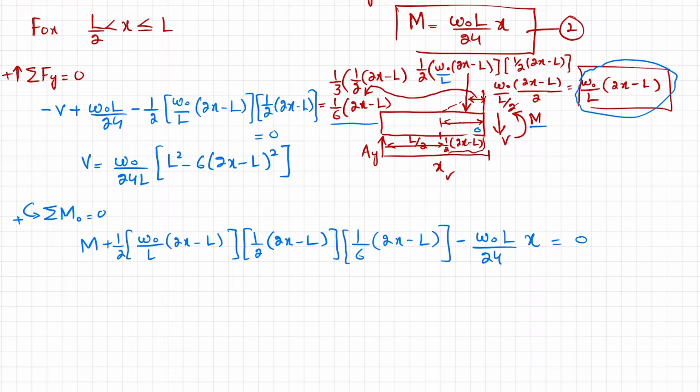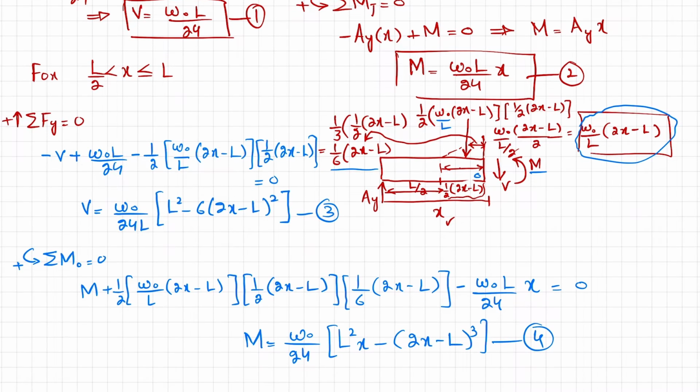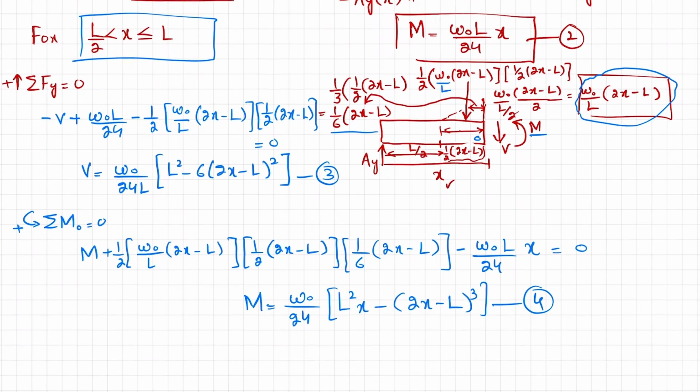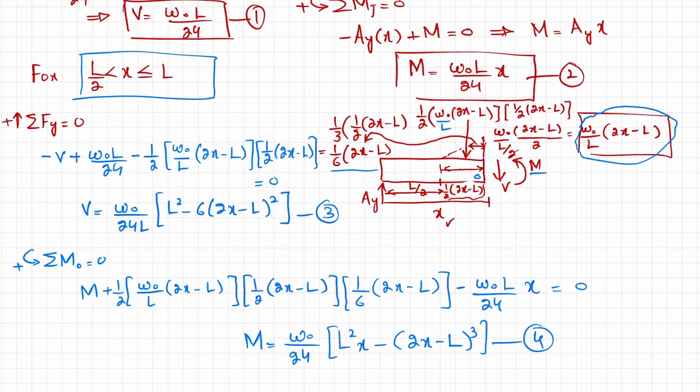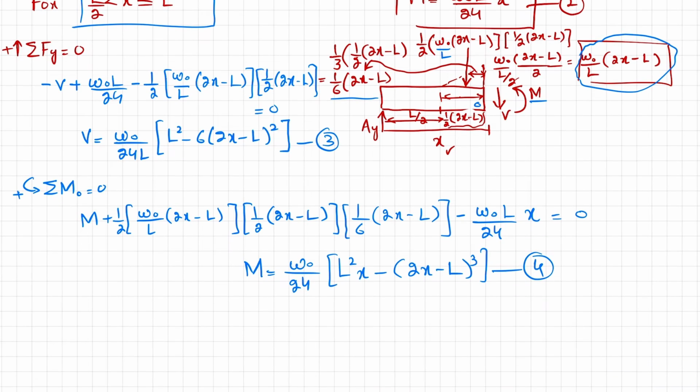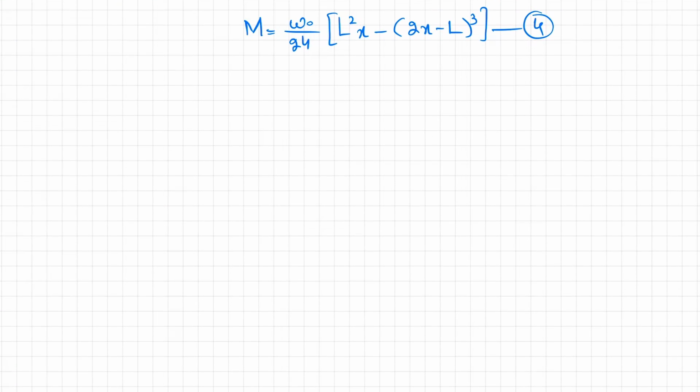Now when you simplify it, you will get the moment equation, that is W naught over 24 into L square x minus (2x minus L) whole cube. So this is your equation number 3, and this is your equation number 4. Equations 3 and 4 are valid for x greater than L by 2 and less than or equal to L. Now we will check where the shear force will be 0. We will do it later, at a later stage.